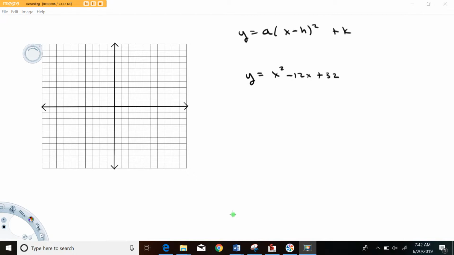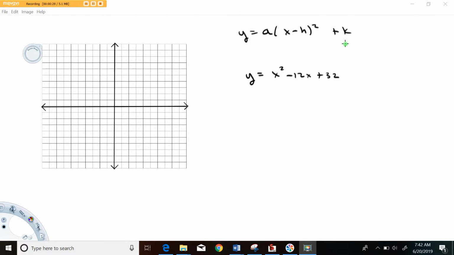I'm making this video here to demonstrate how to sketch graphs of quadratics. So here's an equation we're looking at, y equals x squared minus 12x plus 32. And we're going to hopefully learn how to graph these things without even plotting very many points or using a graphing utility. The idea is that we want to take this and make it look like this.